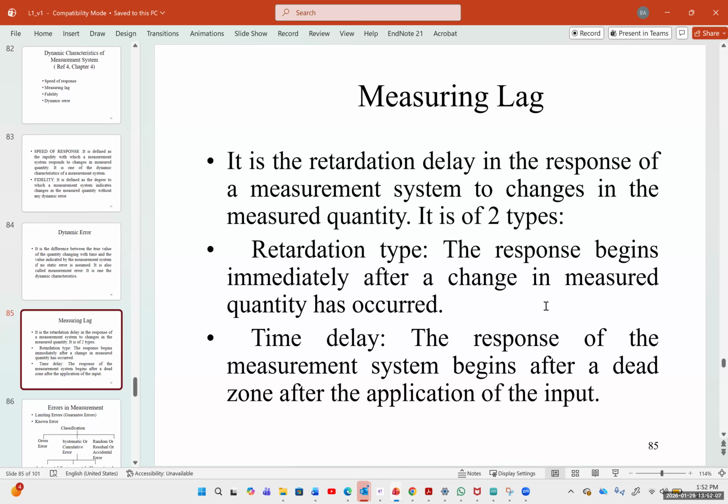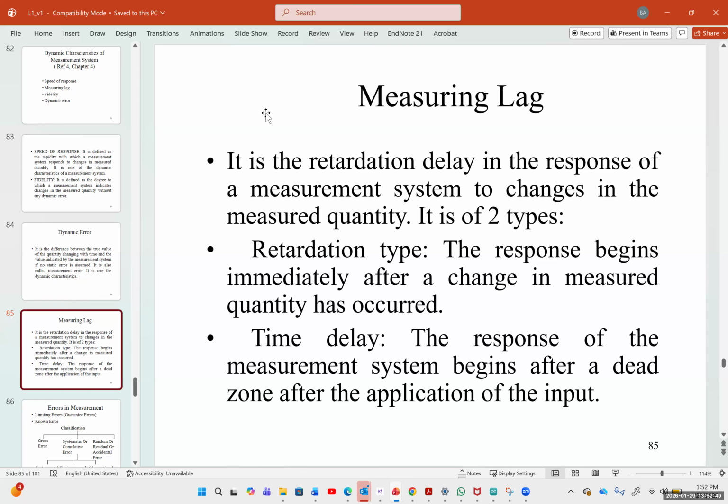Then we have the measuring lag. It is the retardation delay in the response of a measurement system to change in the measured quantity. It has two types. We have the retardation type, in which the response begins immediately after a change in the measured quantity has occurred. And then we have the time delay. The response of the measurement system begins after a dead zone after the application of the input. And I've seen a lot of that, and you may see a lot of these too in your project as well.